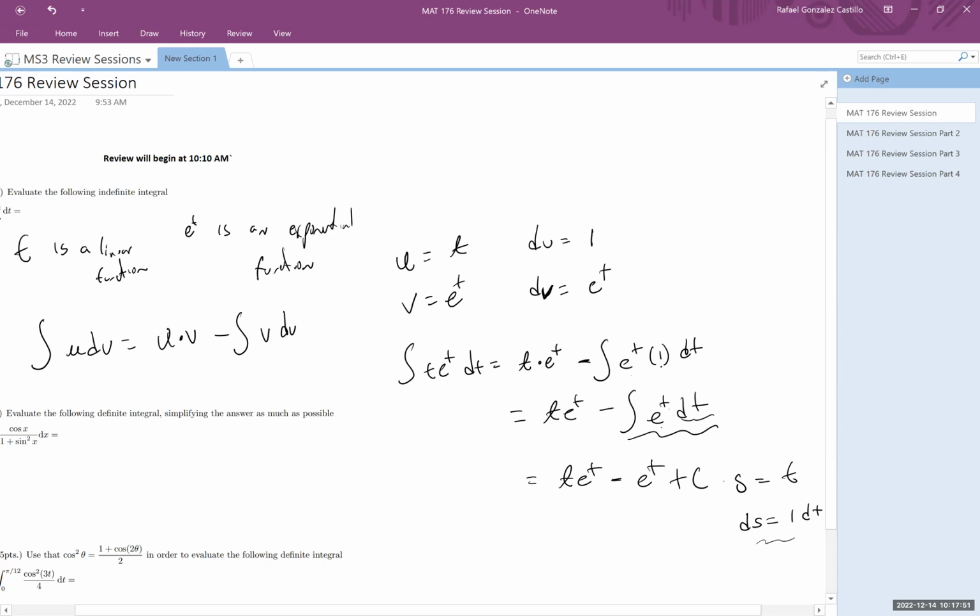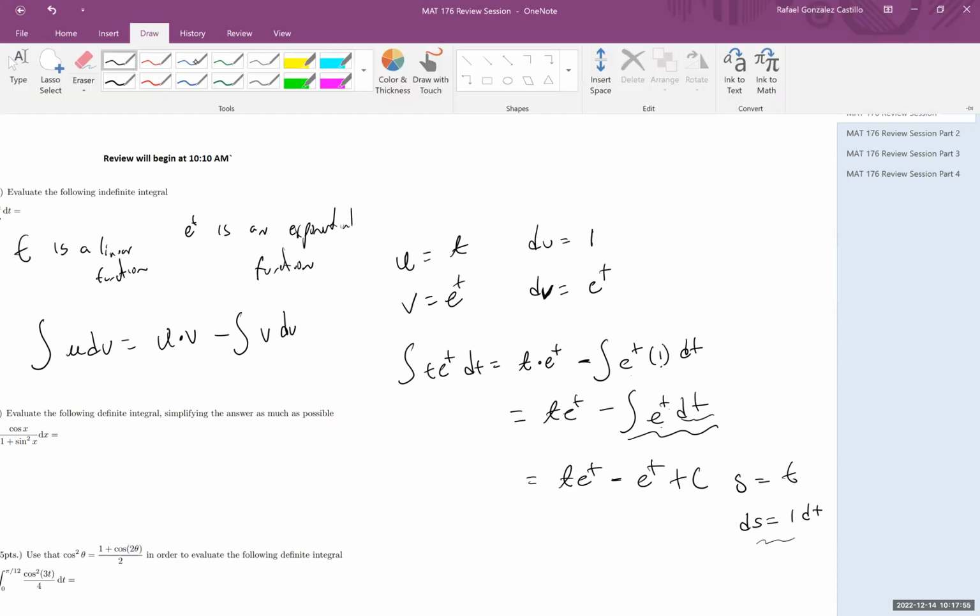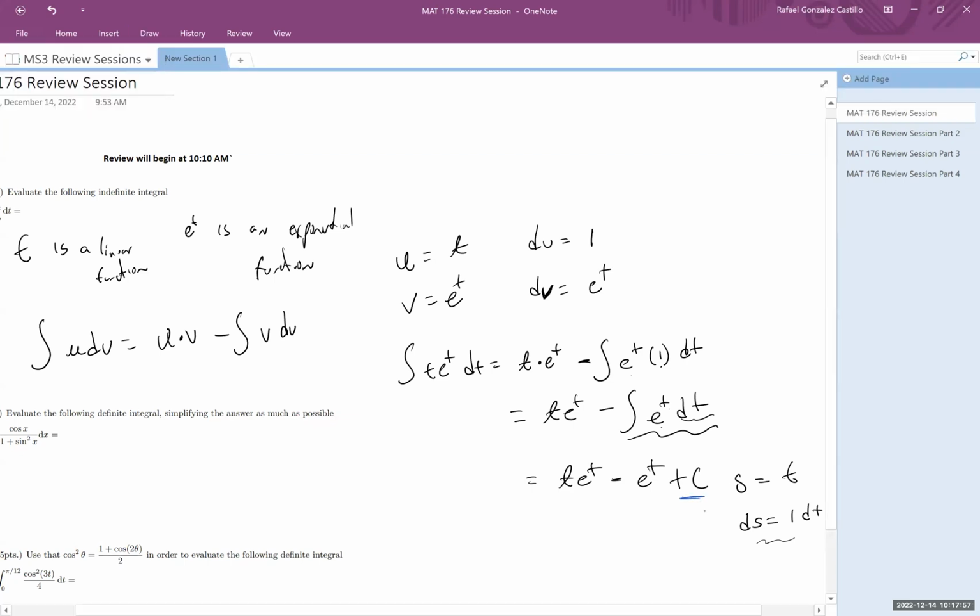And don't forget the plus c. You will lose points if you forget to add that constant of integration right here. And that's the end of that problem.